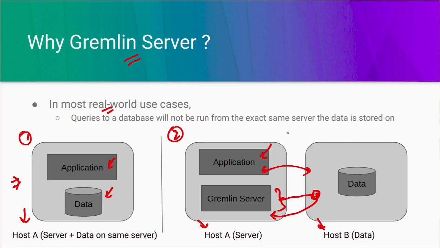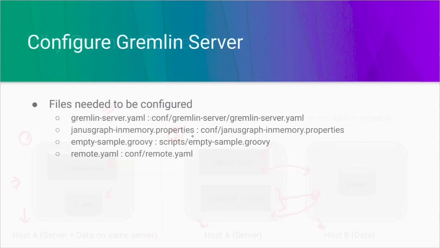Now let's see how we can configure a Gremlin server. To configure a Gremlin server, we need to check or configure these files. All these files are located in the distribution that we downloaded in the last session. The first file that we need to configure is gremlin-server.yml. It is located in the conf/gremlin-server directory. This file contains all the configuration that we need to provide to a Gremlin server to connect to a graph database and let us use that graph database remotely.